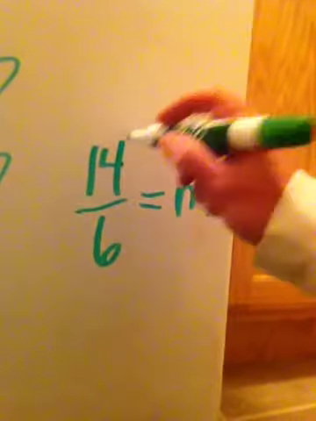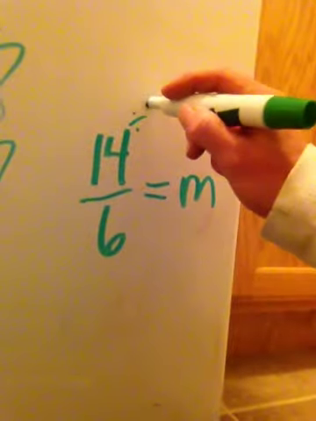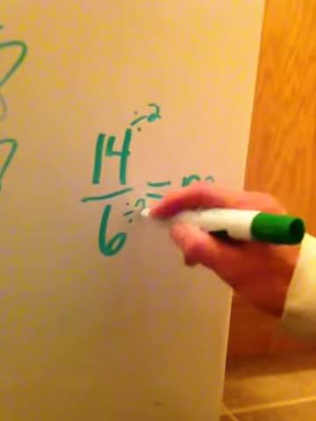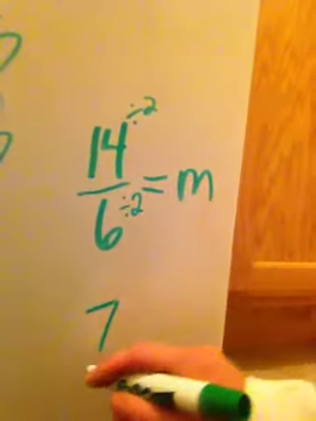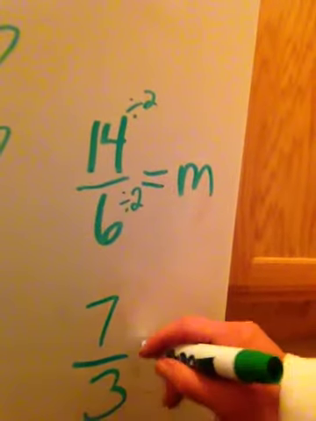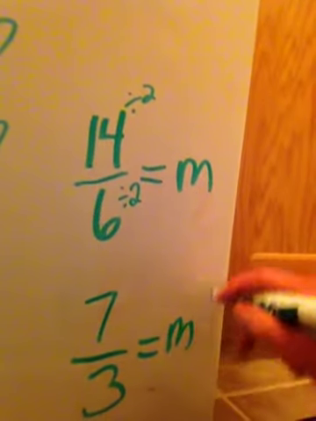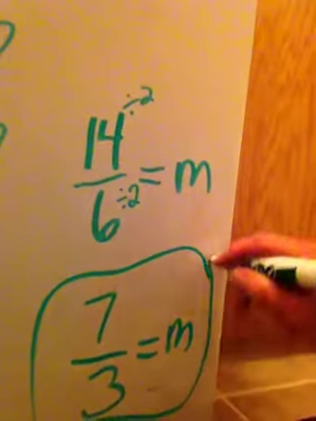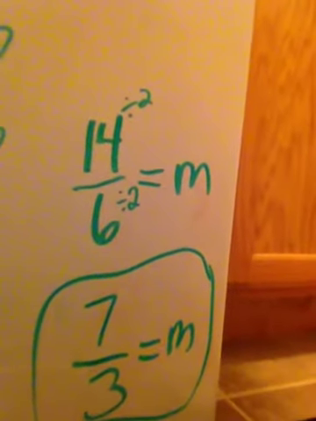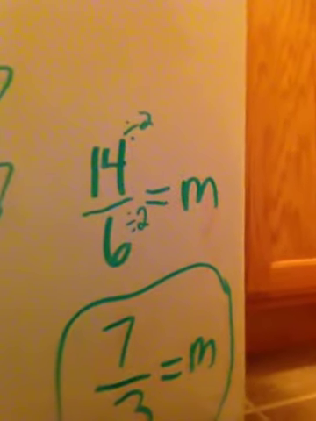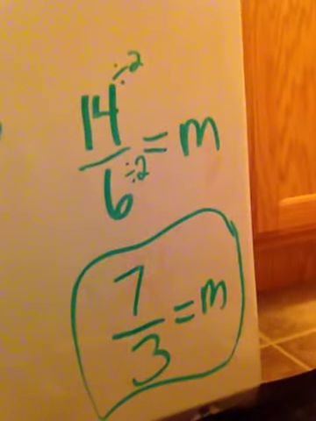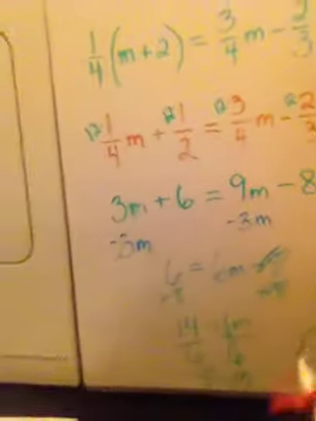So half of that, I know 2 will go into both of those. So that would be 7/3. And that is totally reduced because 3 won't go into 7. So you can leave it just like that. Or if you want, you can write it as a mixed number. Okay, so there's that whole problem.